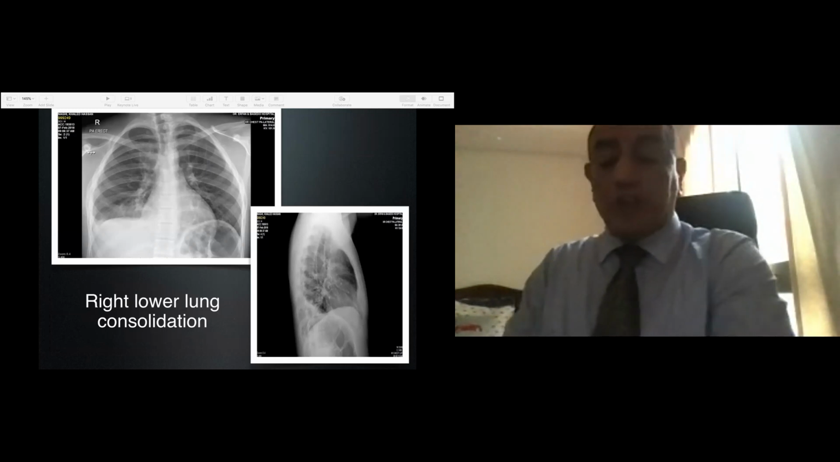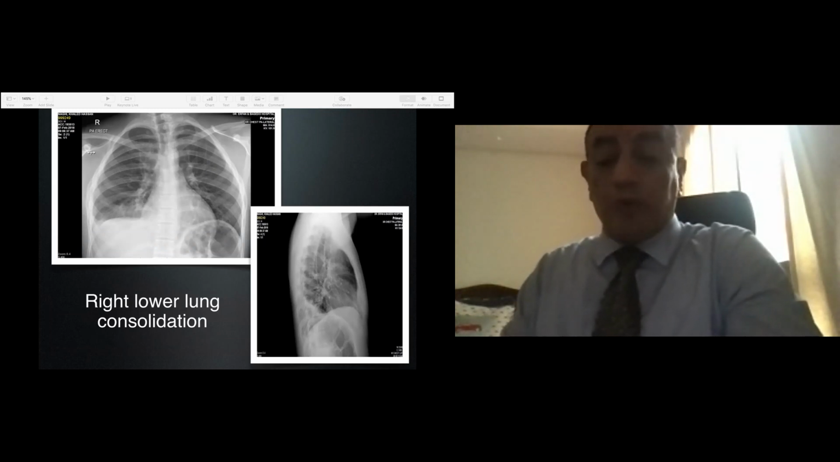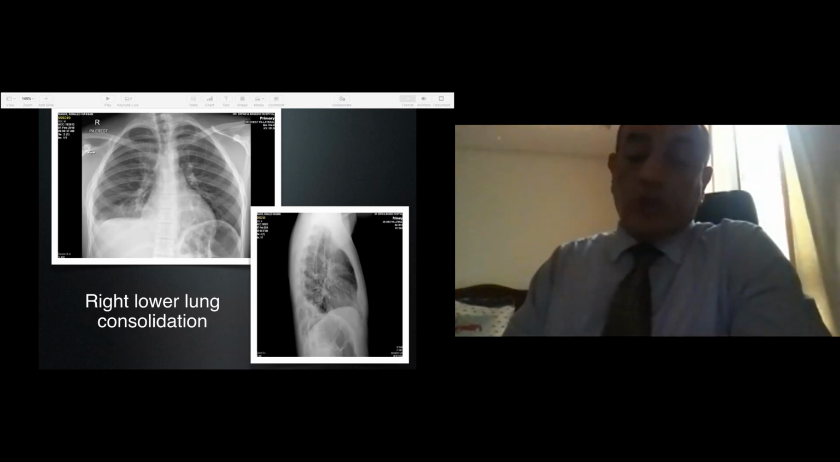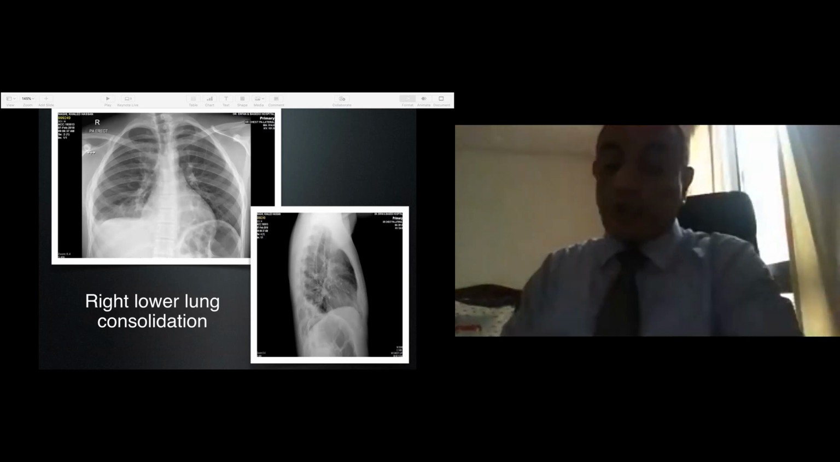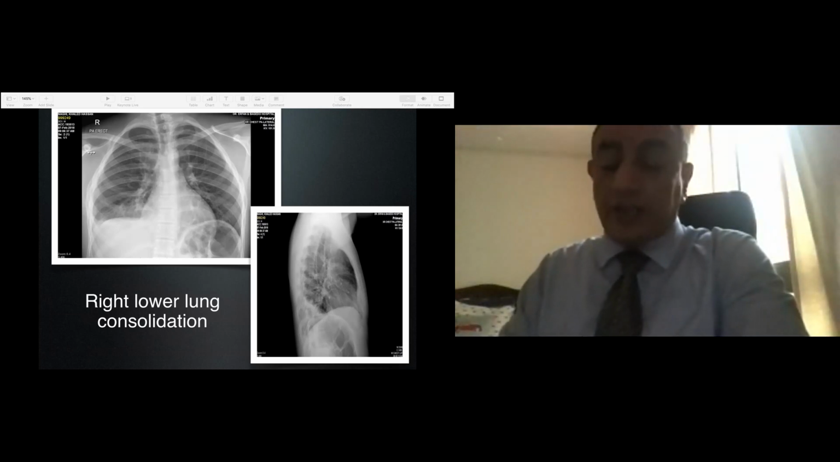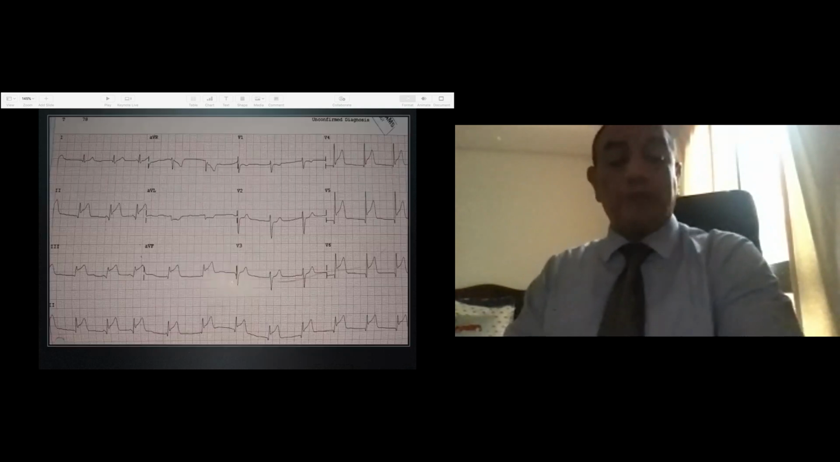On the lateral view, you can appreciate consolidation with some pleural effusion, showing raising of this consolidation to the axilla. It means right-sided consolidation associated with right-sided pleural effusion. High resolution CT chest was done for this patient and showed the same finding: right-sided basal pneumonia with right-sided pleural effusion.